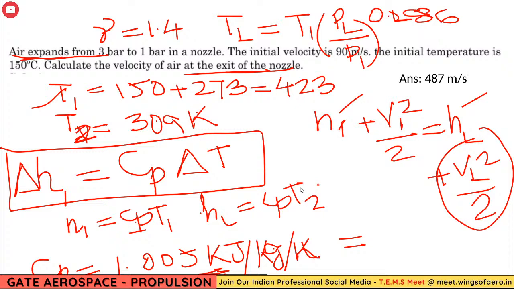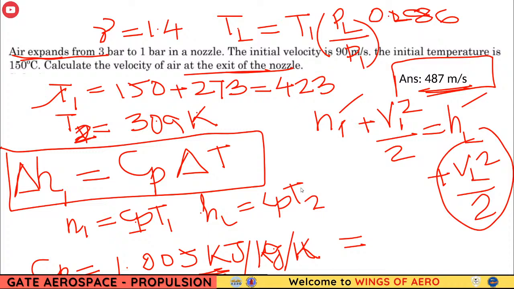Tell me the answer. For 487.2, are you getting the same, 487 meter per second? Yes. What about the substituted pressure values now? Sorry, it was my mistake.